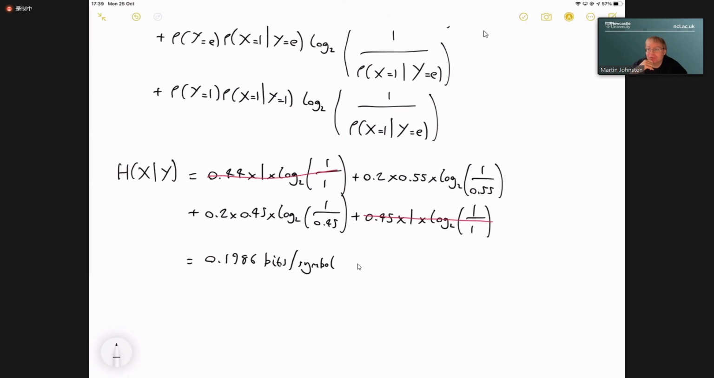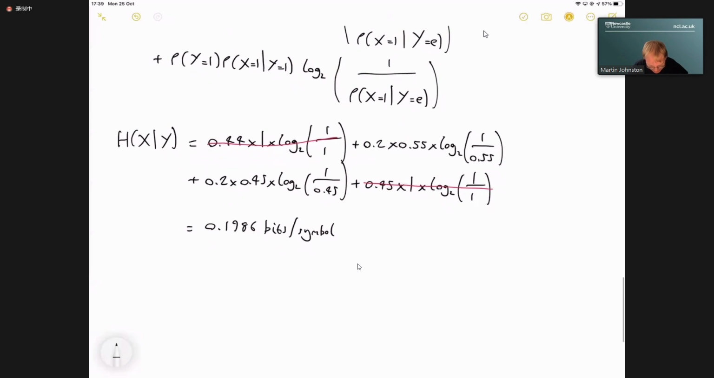Okay, so everyone clear with that? That's probably one of the two most difficult things you can do in information theory on this course: calculate the conditional entropy and calculate mutual information. So we did calculate mutual information last week. So we calculated conditional entropy this week.